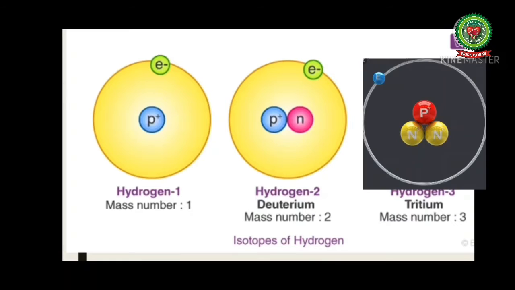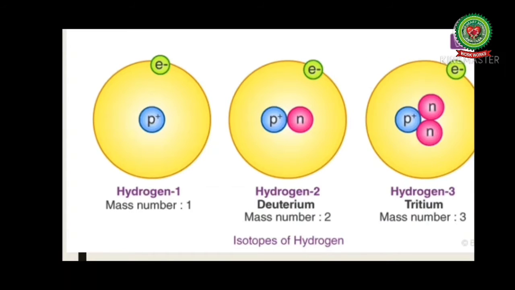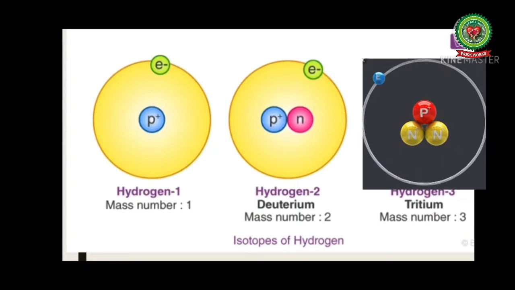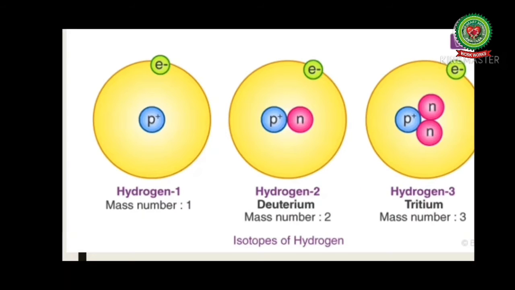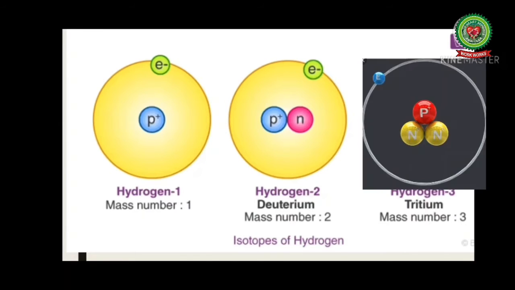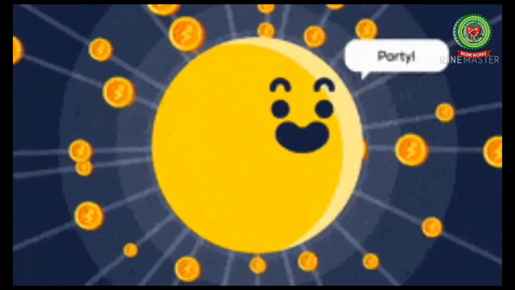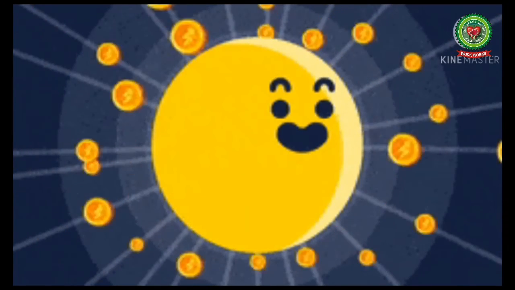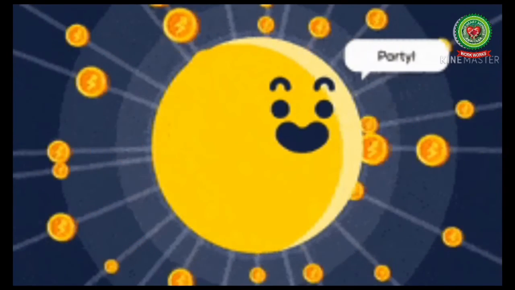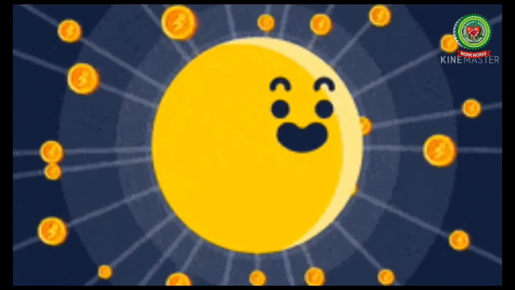And the third isotope of hydrogen is called tritium. It consists of one proton and two neutrons in the nucleus and an electron revolving around it. It constitutes approximately 1 × 10^-15 % of the total natural hydrogen. Tritium is radioactive and is represented by the symbol T.